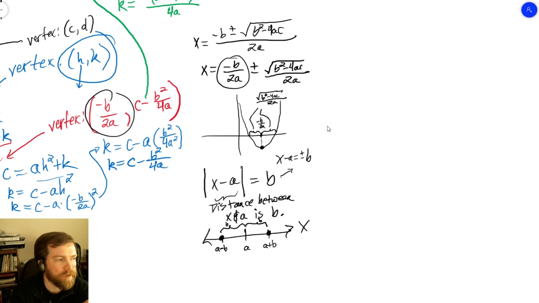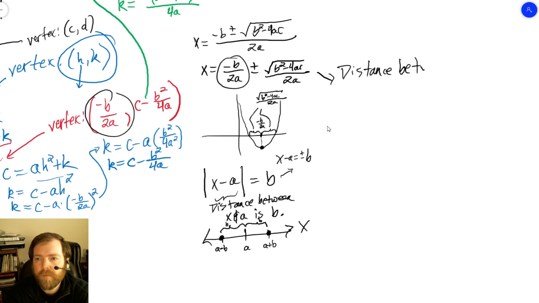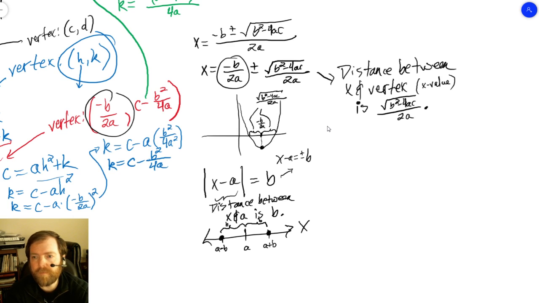Okay, well, we're essentially doing the same thing with this thing. We're saying that the distance between the x and our vertex is going to end up being, and the vertex is technically its x value, is square root b squared minus 4ac over 2a. So what does that mean? Well, we got absolute value of x plus b over 2a, if we were to move this to the other side, is equal to square root b squared minus 4ac over 2a.